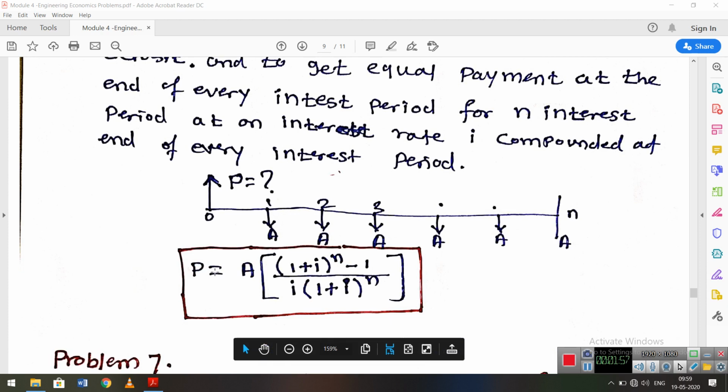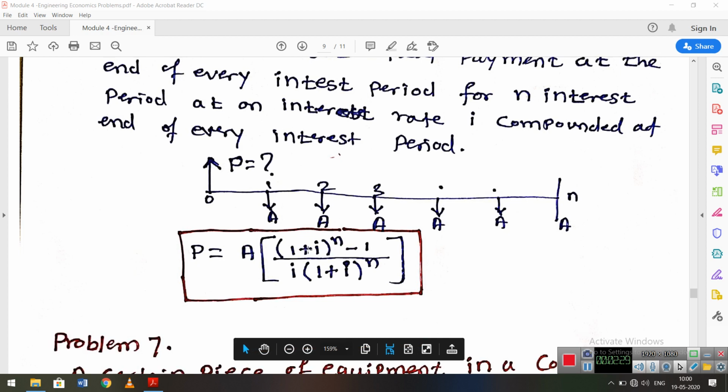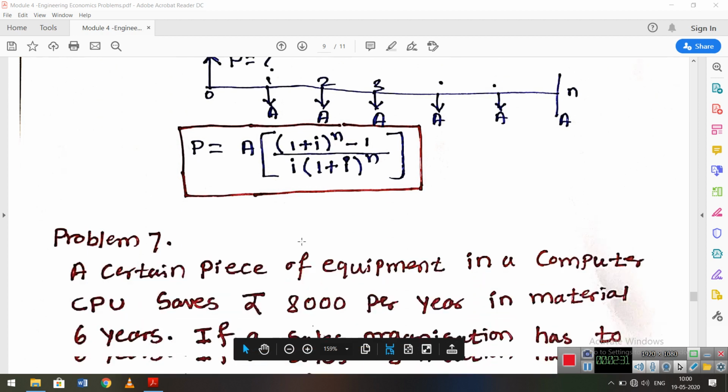By using this equation, the principal amount is P equal to A times (1 plus i) raised to n minus 1, divided by i times (1 plus i) raised to n. Here they are asking to find the loan amount if the person is ready to pay 1 lakh every year for the next 10 years: how much loan can the bank give him? That is the meaning of the formula, and we can use the same formula as per our required format.